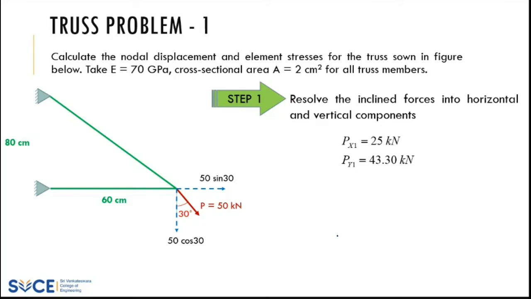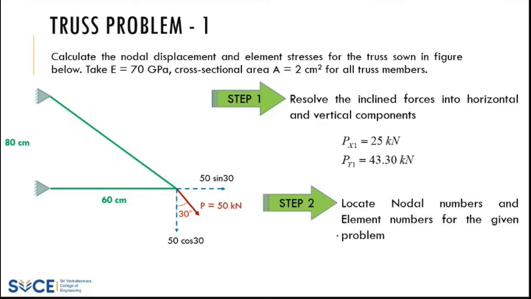Once I complete this step, the next one is I have to locate the nodal numbers and the element numbers. You can see the problem, there is no numbering, right? So we have to number how many elements and how many nodes there are. That is my step 2. So let me number this.